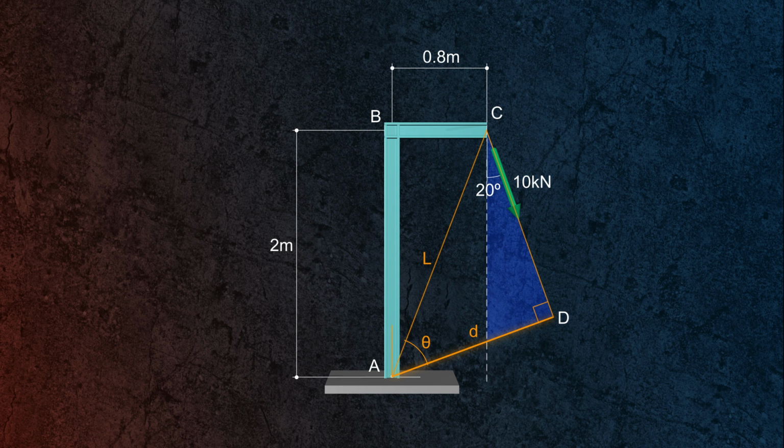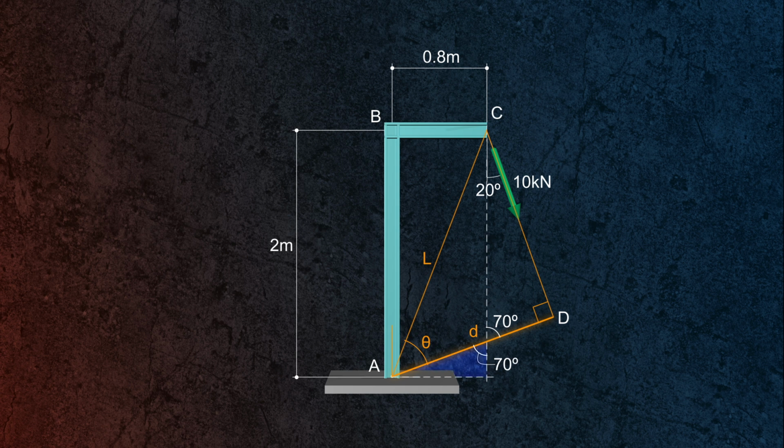We know that the acute angles of a right triangle are complementary angles. So this angle must be 90 minus 20 degrees, or equal to 70 degrees. And this vertical opposite angle is also 70 degrees. Now let's take a look at this second right triangle.